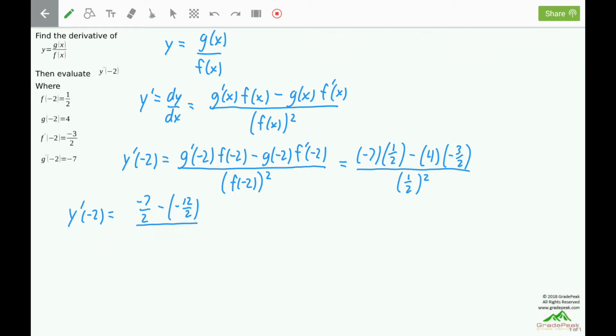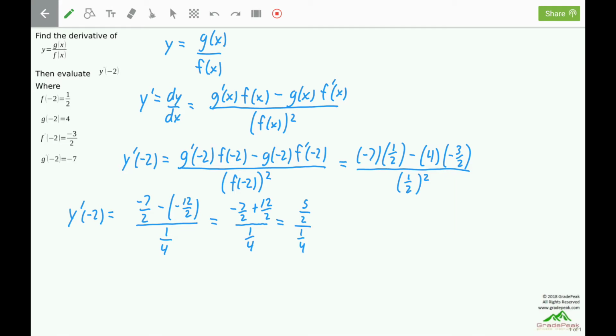Now we square the numerator of the 1/2. 1 squared is 1 over 2 squared, which is 4. Back in the numerator, we have a -7/2 plus a 12/2 all over 1 over 4. The numerator's fractions are already over a common denominator. We can combine them. 12 minus 7 is a 5. So we have a 5/2 over a 1/4.